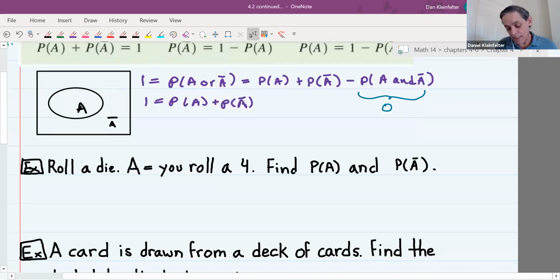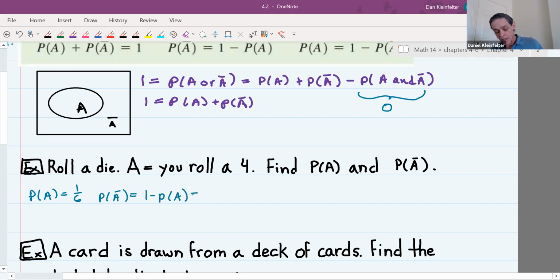So, examples. Let's say that you roll a die, and A is the event that you roll a 4. We're going to find the probability of A and its complement. So the probability of A is going to be 1/6. The probability of A complement is going to be 1 minus the probability of A, and that's 1 minus 1/6, and that's equal to 5/6.